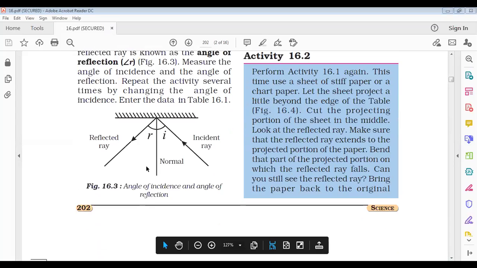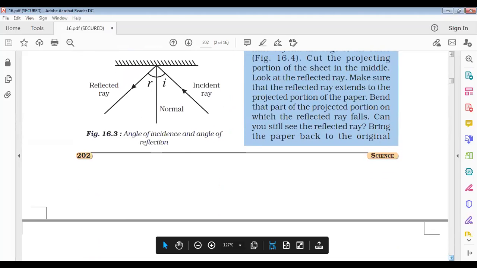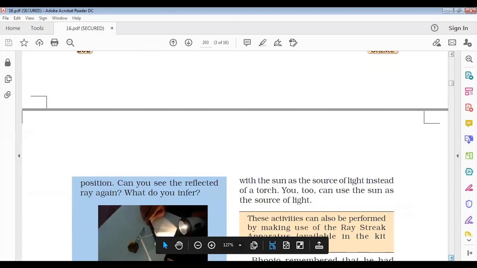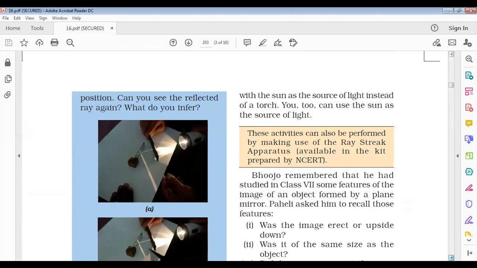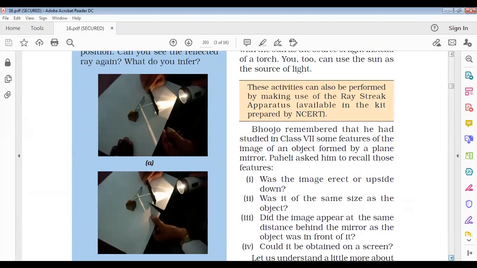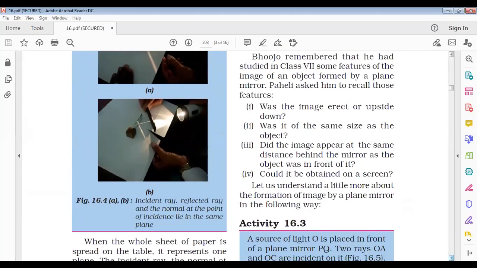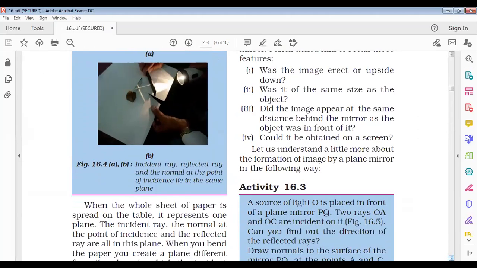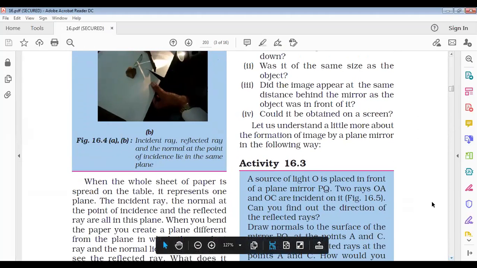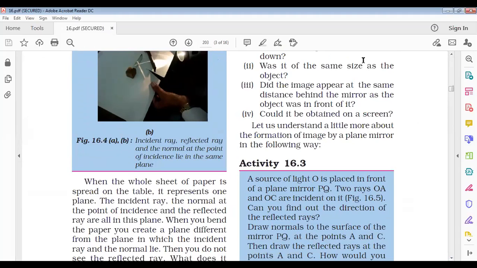This was the diagram which we have already discussed to understand the angle of incidence and incident ray. And we know about the nature of the image, the characteristics of the image found by the plane mirror, which we have discussed in class 7, right?